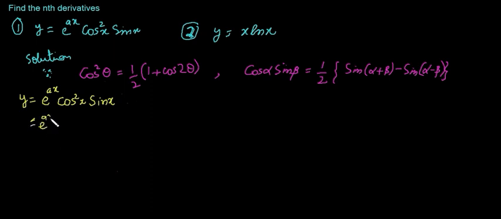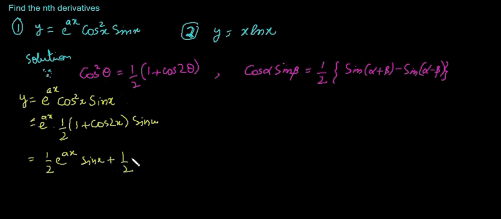e^x into 1/2 (1 + cos 2x) into sin x. Now when you simplify, you will get 1/2 e^x sin x, and then plus 1/2 e^x cos 2x sin x. Now we will keep the first part as it is, and for the second part we can apply the formula of cos α sin β.